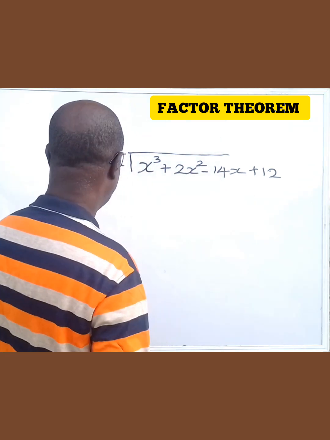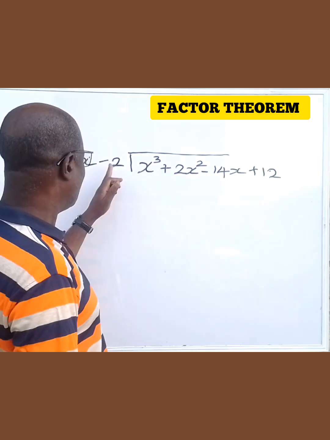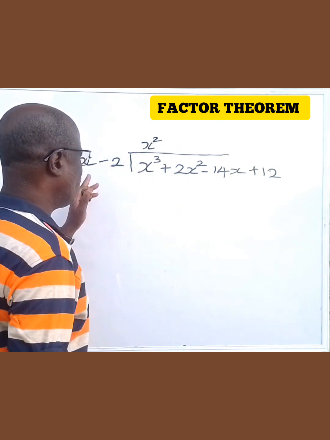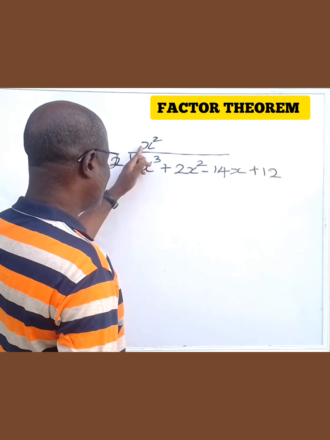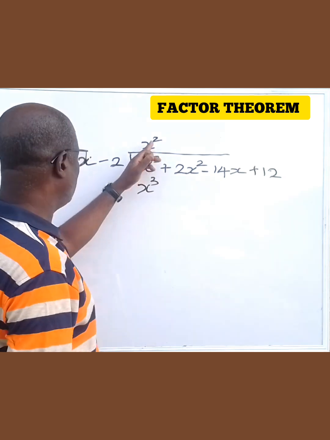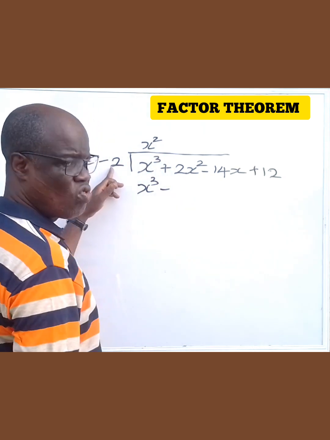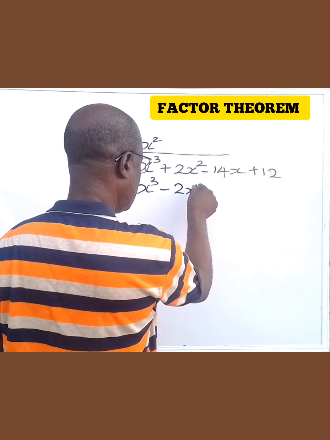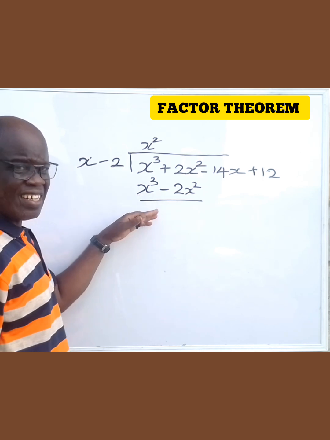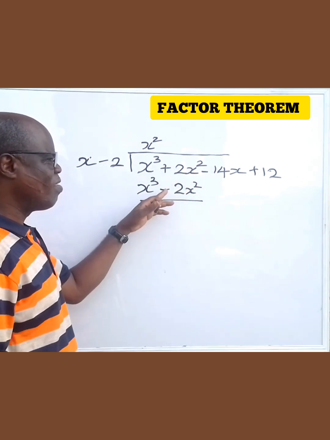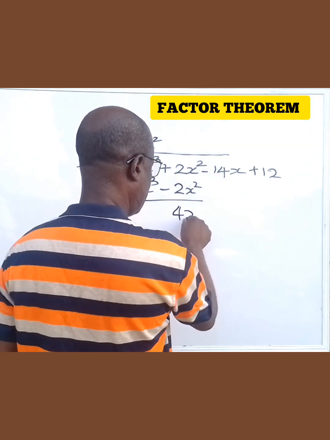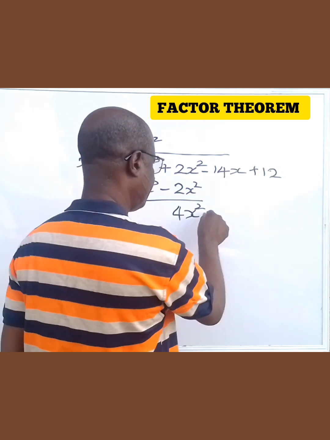So let's do that. So this one, this is x raised to the power 3 divided by x. That is x raised to the power 2. So let's multiply this by these 2. x raised to the power 2 multiplied by x. Then x raised to the power 2 multiplied by 2. That's 2x squared. So let's subtract it. x raised to the power 3 minus x raised to the power 3, that's 0. So 2x squared minus 2x squared, that is 4x squared. So we bring this one down.